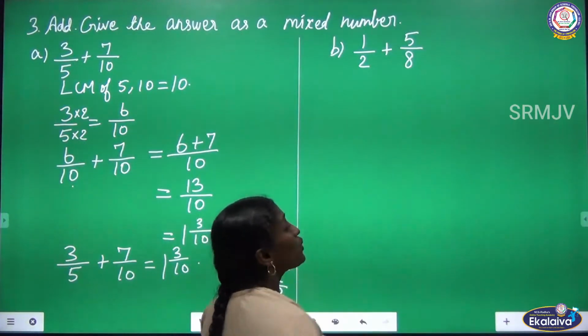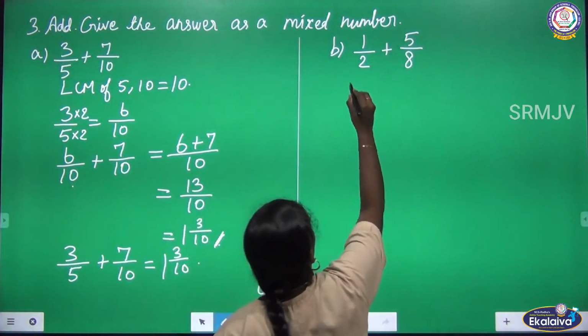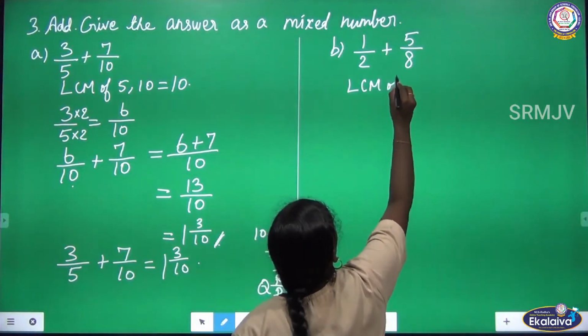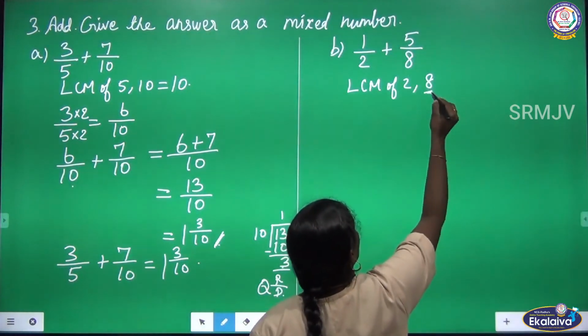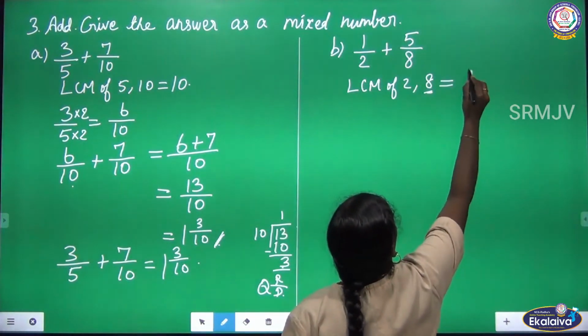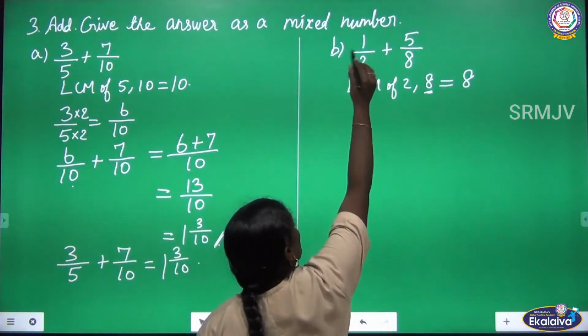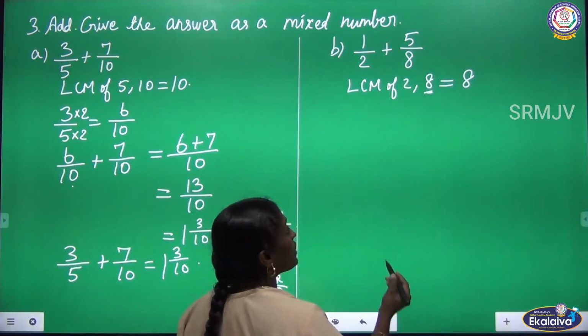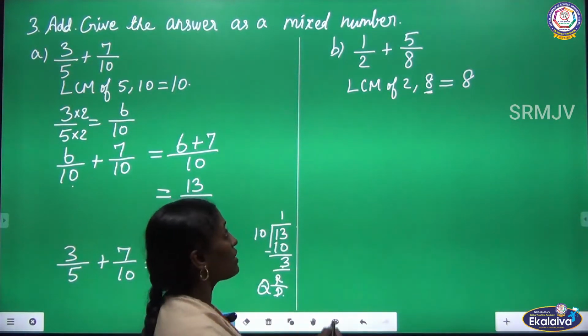Here we have to convert it into like fractions by finding the LCM. So LCM of the denominator numbers 2 and 8. Here 8 is a multiple of 2. So we can take 8 as the LCM. So we have to convert the first fraction with the denominator 8. Already in the second fraction the denominator is 8.